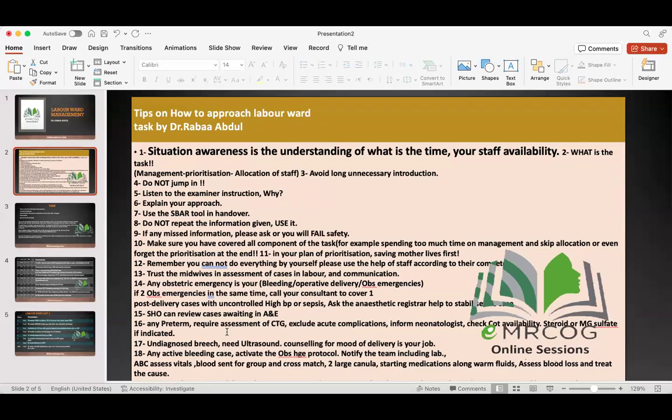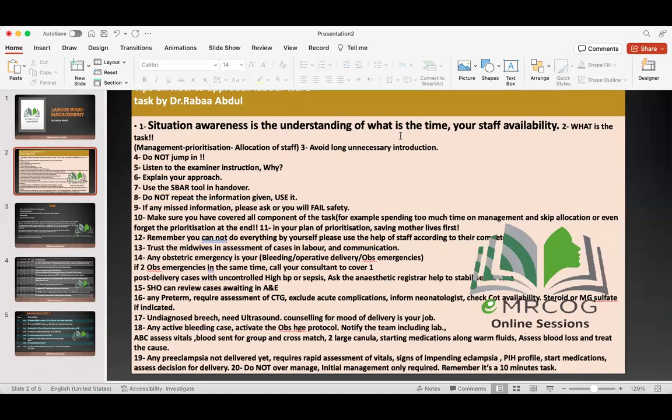For any case that is actively bleeding, don't forget the basics: the ABCs, assess the vitals, blood sent to the group and cross match, 2 large bore cannula for the circulation, and start the medication along with warm fluids, assess the blood loss, and treat the cause. While you are mentioning that, go stepwise. Any case of preeclampsia does not deliver yet. That requires a rapid assessment of vital signs for impending eclampsia, PRH profile, start medication, assess decision for delivery.